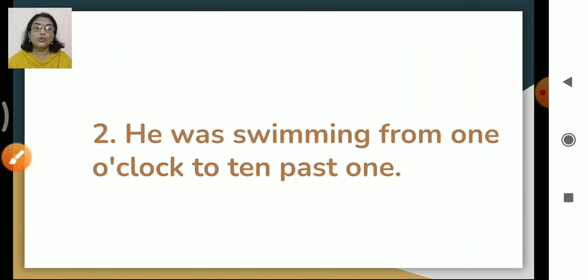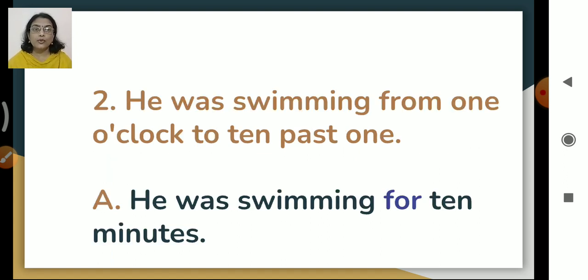He was swimming from 1 o'clock to 10 past 1. 10 past 1 means what? 1, 10, right? 1 and 10 minutes more. 10 minutes have passed 1. So he was swimming from 1 o'clock to 10 past 1. That means how many minutes? Can you find out? For 10 minutes. So he was swimming for 10 minutes. We have added the word for.